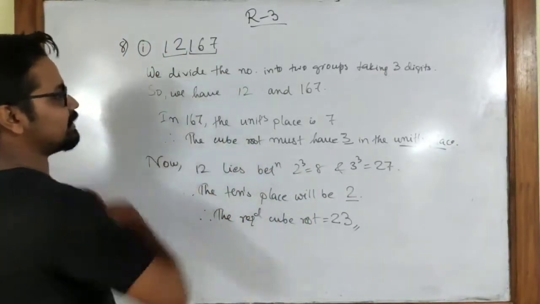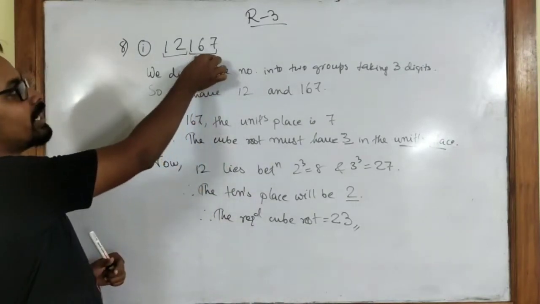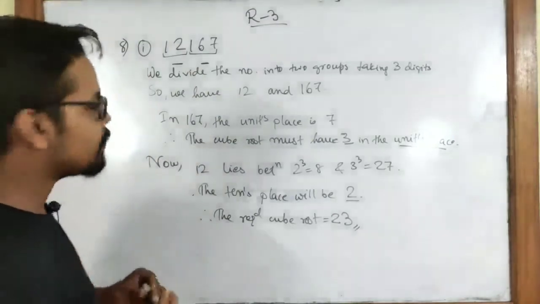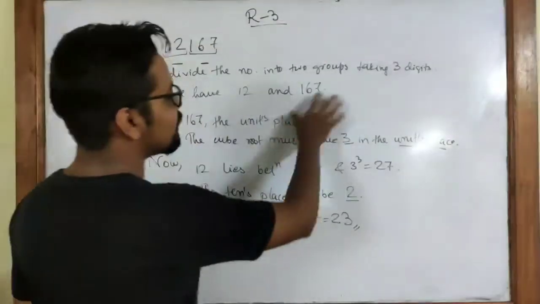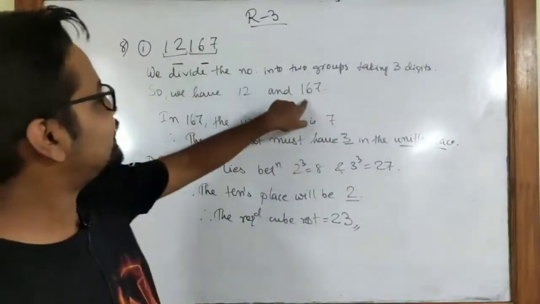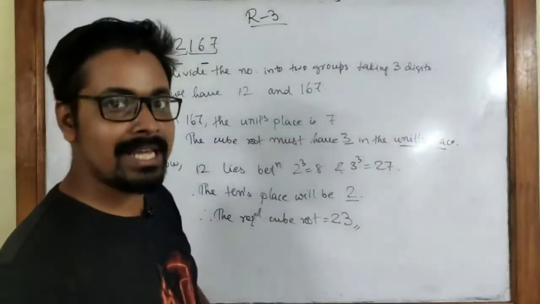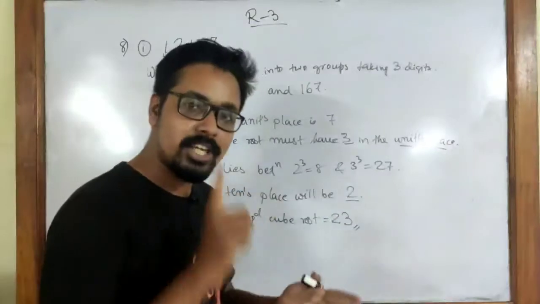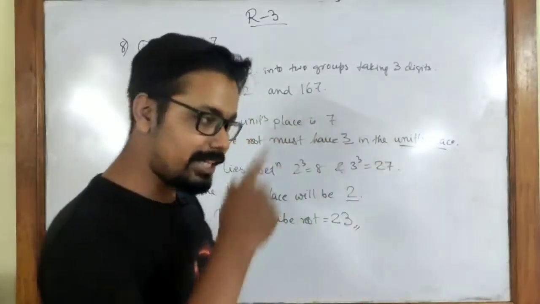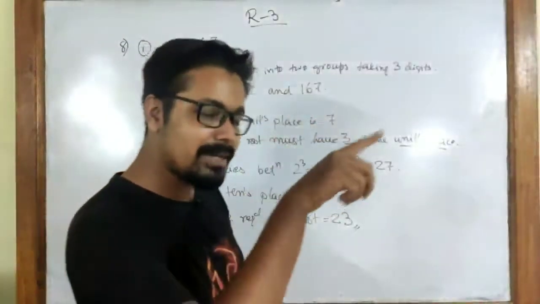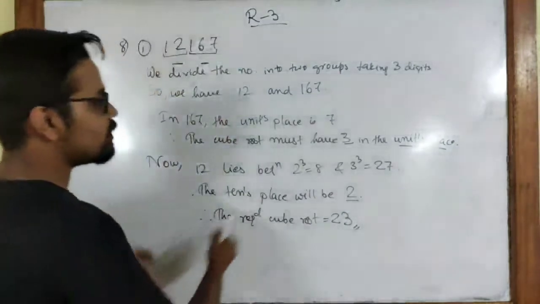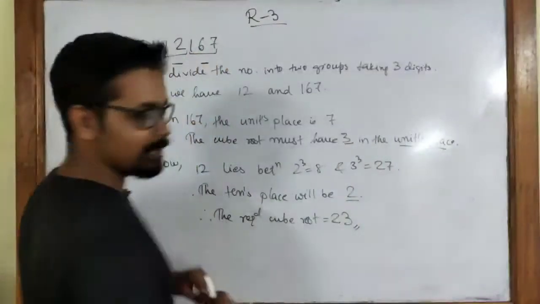So we have 167. From this number we will get the ones place, and from the other number we will get the tens place. In 167 the ones place is 7. That means it must be the cube of a number which ends with 3, because 3 cube is 27. When you multiply, the last digit is 7, so it must be the cube of 3. That's why we must have 3 in the units place.